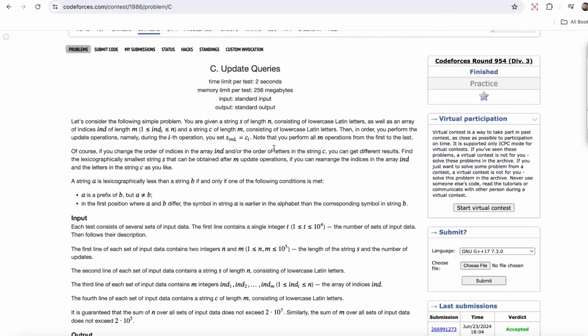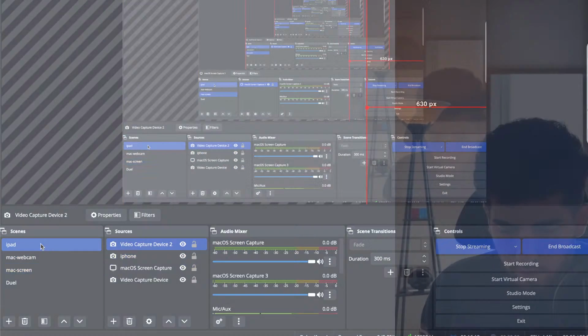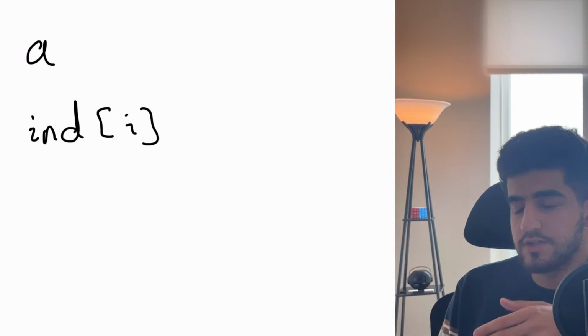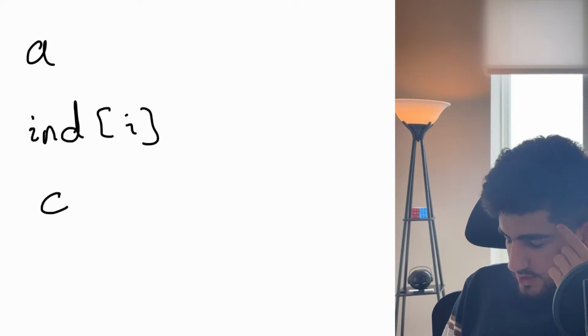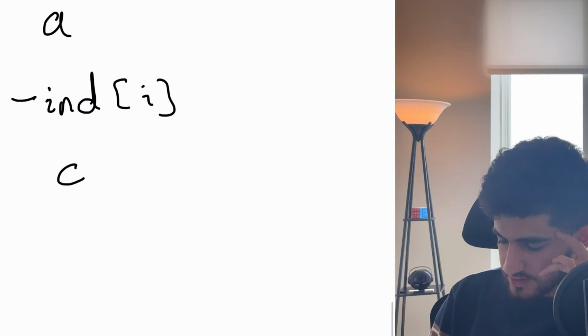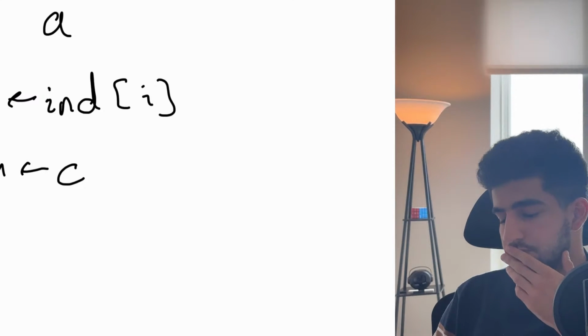So in this problem you had a list of indices. So initially you have a string. Let me explain it to you on the tablet. So in this problem you're going to have a string A, and you have a list of indices and a list of characters that was also given to you as a string, like C. So you can rearrange indices and these characters. The length of indices is m. The length of this string is also m.